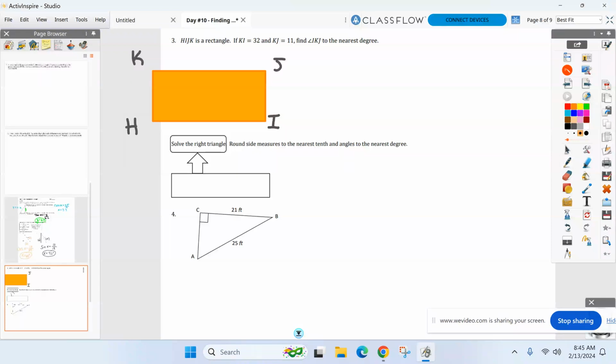All right, what do we got here? KI. So everyone draw in KI. What do we call this, by the way? Diagonal, 32. KJ, that side is 11. And everyone see it. Find the angle now. IKJ. Find that angle. IKJ. So IKJ, this angle here.